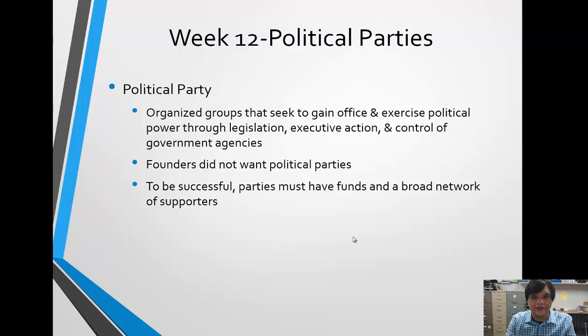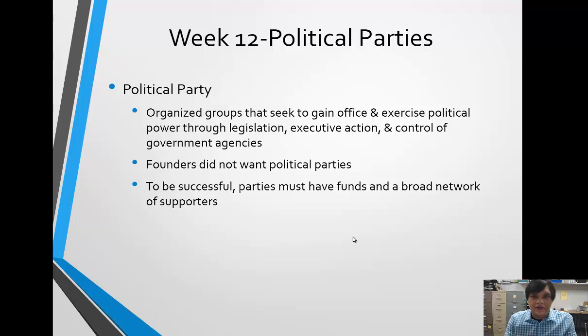So they're organized groups. They can be highly organized, they can be highly efficient, such as the Democratic or Republican Party, or they can be loosely organized groups, which are typically more of your third parties. But they're all political parties, and they all want to gain office, and they seek to gain and exercise that political power. And they want to gain power in the legislative, the executive, as well as other government agencies.